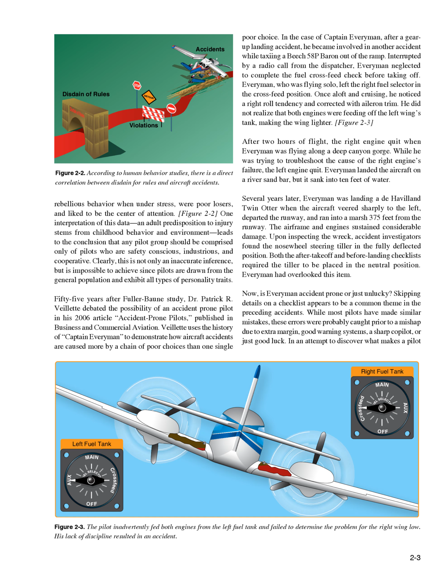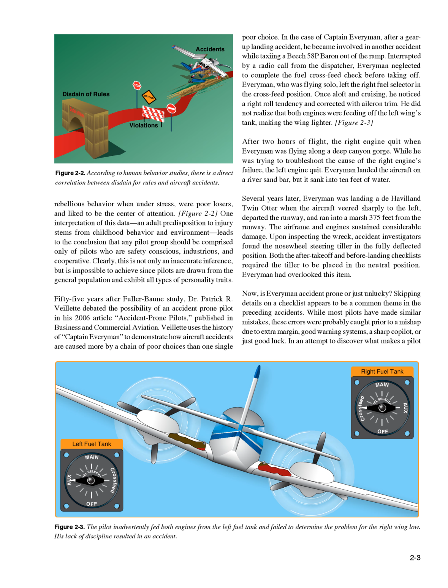Figure 2.2: One interpretation of this data is that an adult predisposition to injury stems from childhood behavior and environment, which leads to the conclusion that any pilot group should be comprised only of pilots who are safety conscious, industrious, and cooperative. Clearly, this is not only an inaccurate inference, but is impossible to achieve since pilots are drawn from the general population and exhibit all types of personality traits.